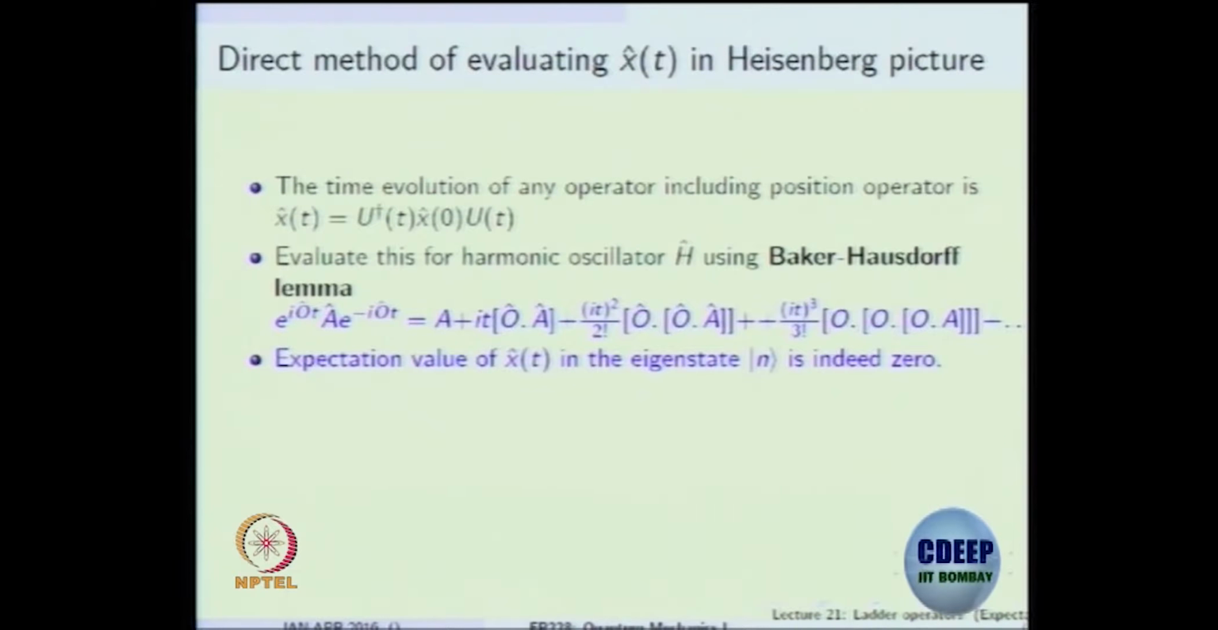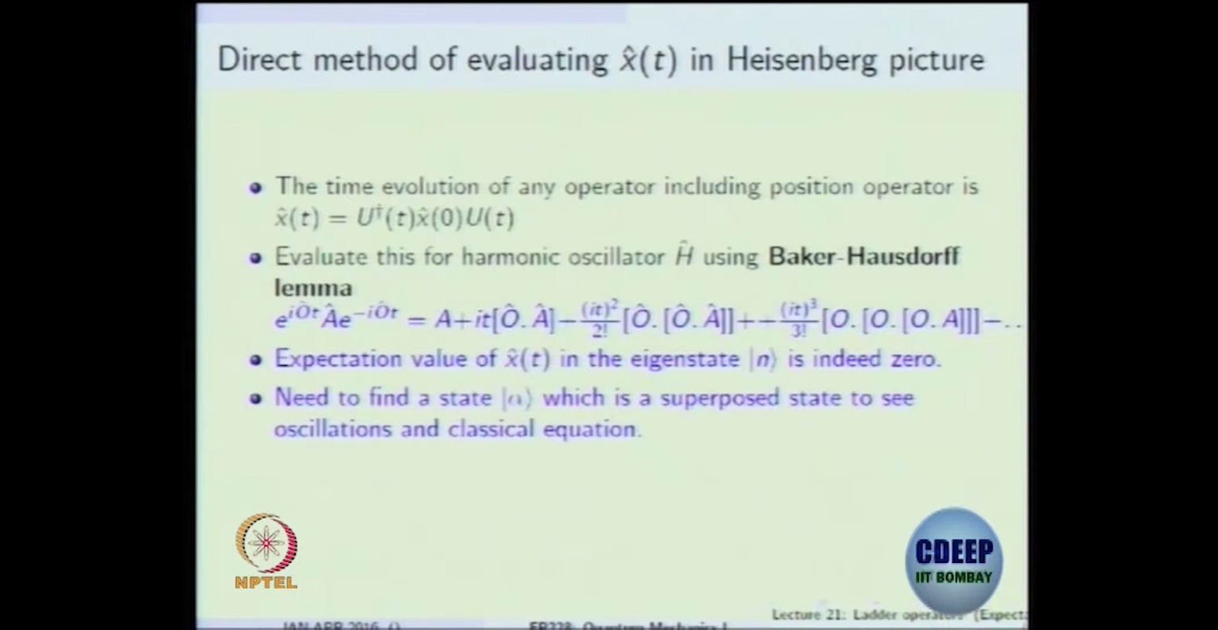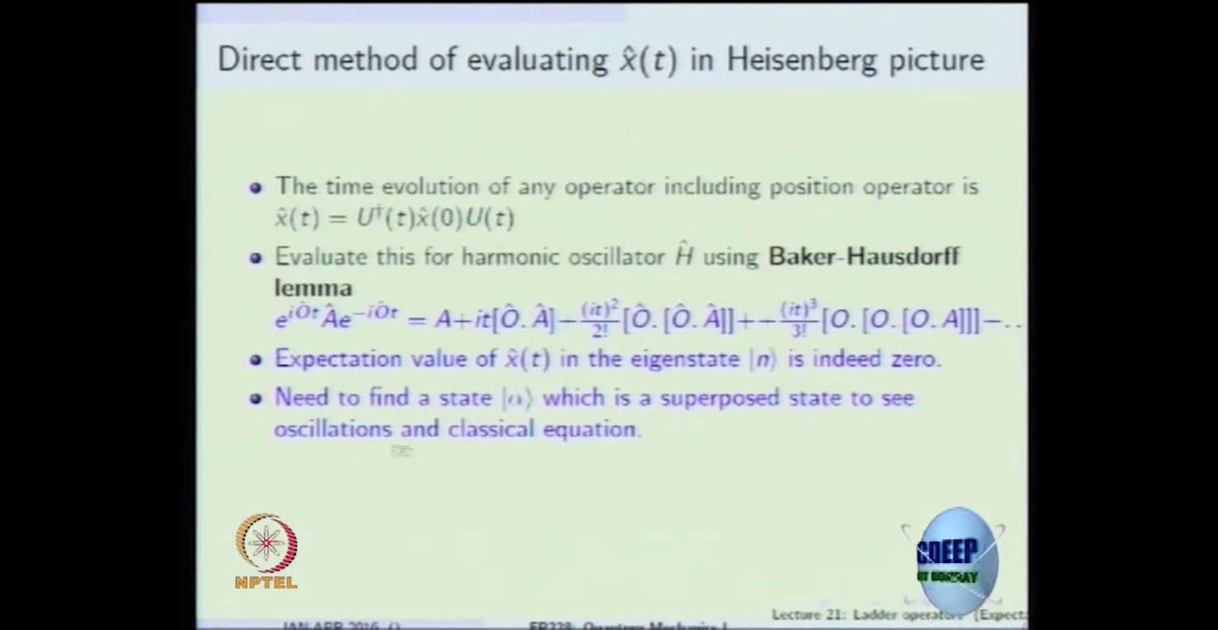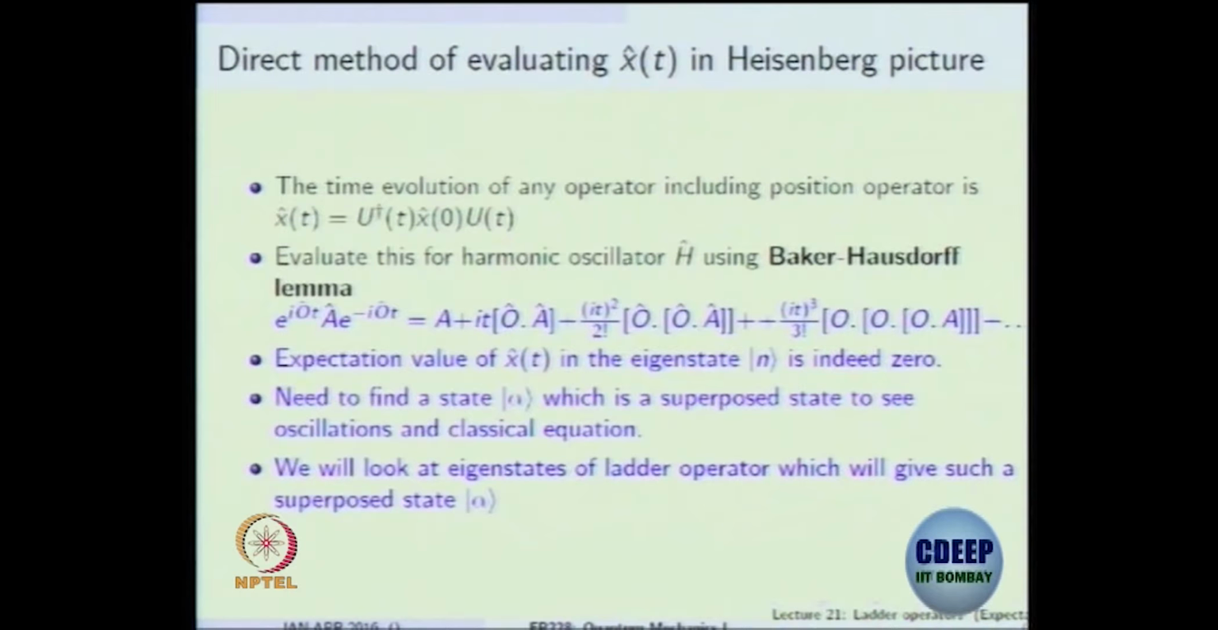So this is just to stress that if you take the energy eigenstate, the number eigenstate, the expectation value is indeed 0. So in order to make contact with classical notions or classical equations, we want to take a superposed state. We will call that superposed state alpha. And if we write the expectation value of x of t on the superposed state, I would like to get something similar to x of 0 cos omega t plus p of 0 sin omega t. I want to get that. So we want to find the superposed state.